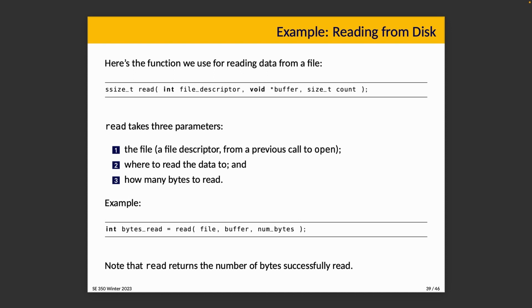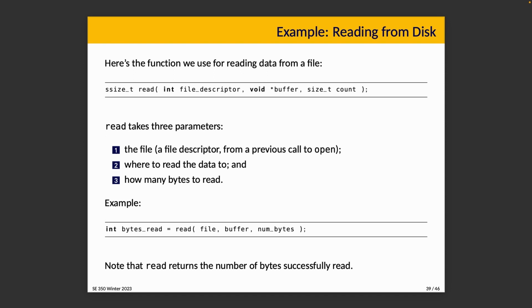The first parameter is the file. A file is opened using the open system call. We're going to talk about that in the next topic, but let's imagine that we have the file open already. The file descriptor is how we reference that file. The buffer is the destination where we're reading the data to, and the count is how many bytes to read, how much data we would like to actually read.